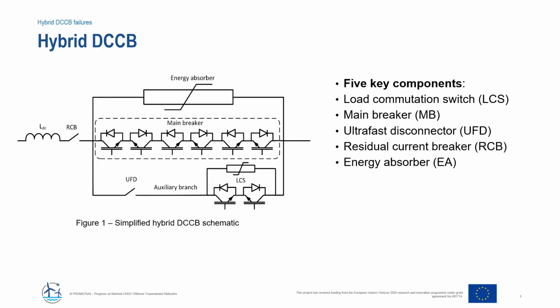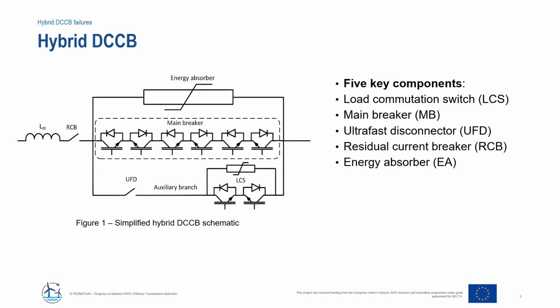The hybrid DC circuit breaker shown on this slide consists of 5 key components: the load commutation switch, the main breaker, the ultra-fast disconnector, the residual current breaker, and the energy absorber. In work package 6, we studied the causes and consequences of all 3 failure modes on each of the components. Some failure modes were studied analytically by means of literature review and computer simulations, while the others were studied experimentally in a combination of destructive and non-destructive tests.